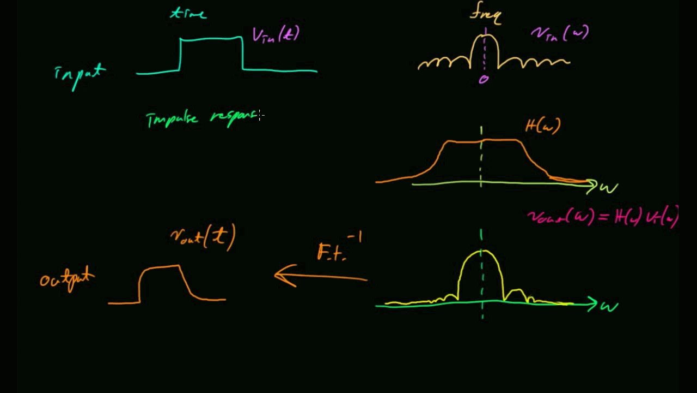So if you take the Fourier transform of your input, you get V in with respect to omega. Take the Fourier transform of your output, you get V out with respect to omega. So, we've just learned, what function is it that if you take its Fourier transform, you get the transfer function? Well, it's the impulse response. So what goes here has to be the impulse response. So that's the last piece of the puzzle.